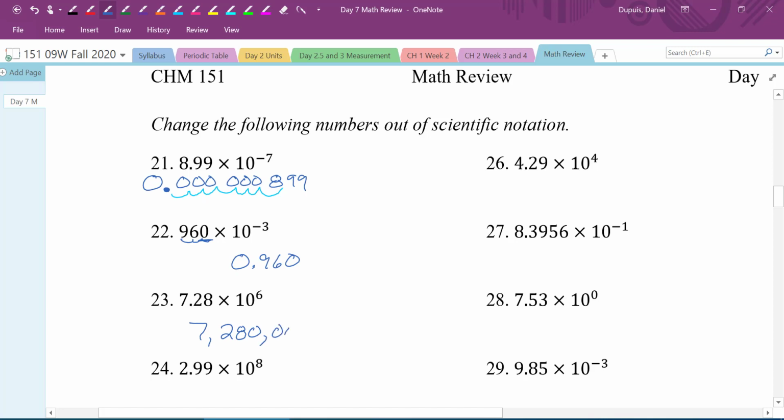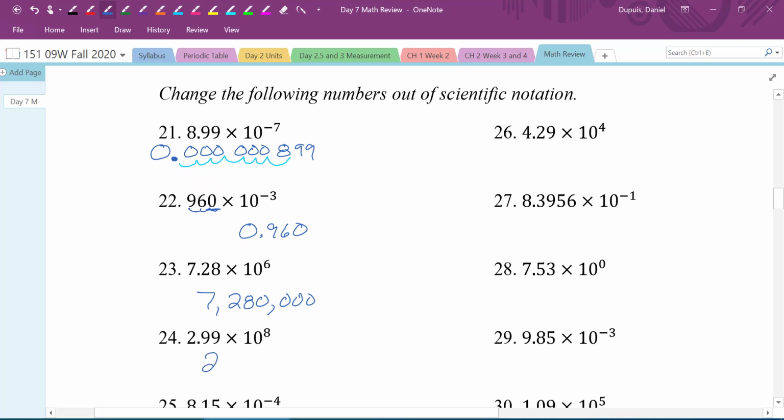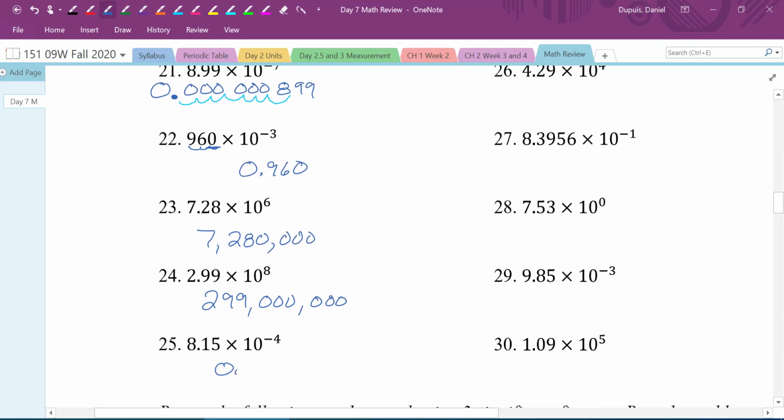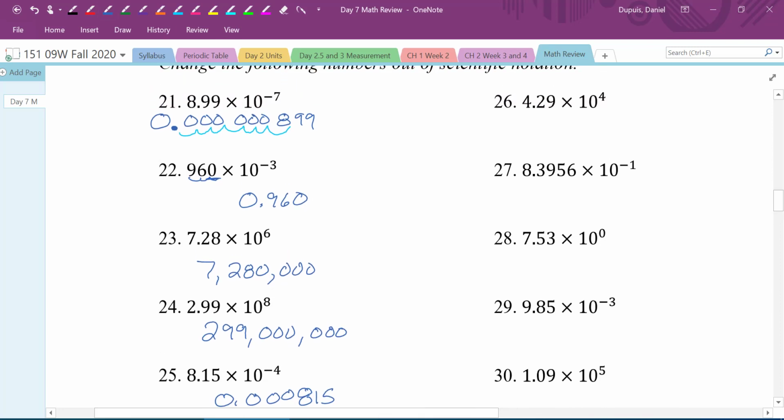728. 7,280,000. 299 million. All right, and then 1, 2, 3, 4. Negative 4. Okay. 26. 4, 2, 9, 0, 0. All right. 1, 2, 3, 4. Always check. 0.83956.